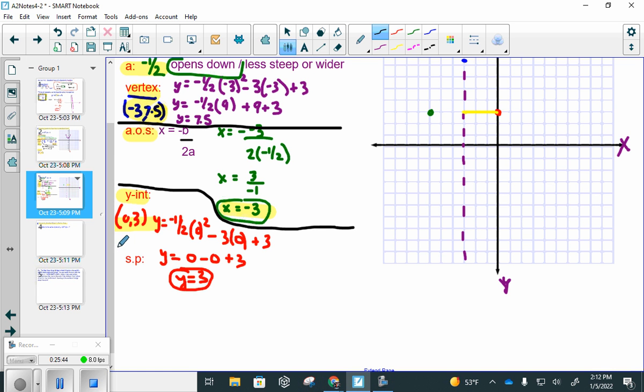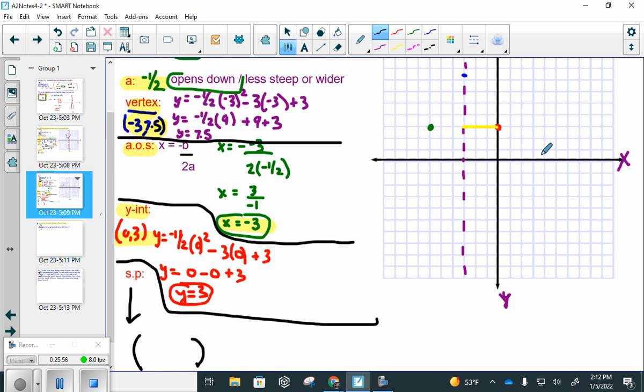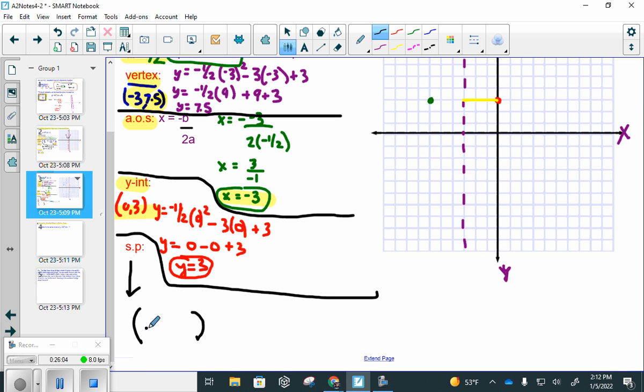Kind of block this off. So all that work was y-intercept. And now for your SP, you really don't need to show any work. You just need to count and write down your answer. And so that's the green point here. So if this is the origin, left 1, 2, 3, 4, 5, 6, and up 3. So negative 6, 3.